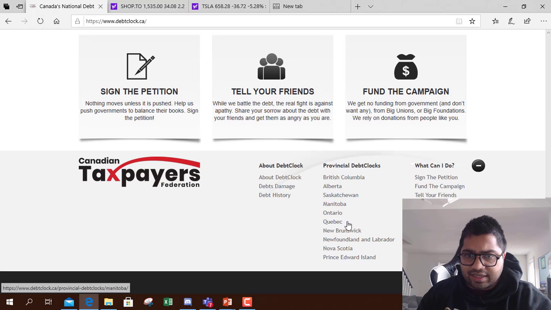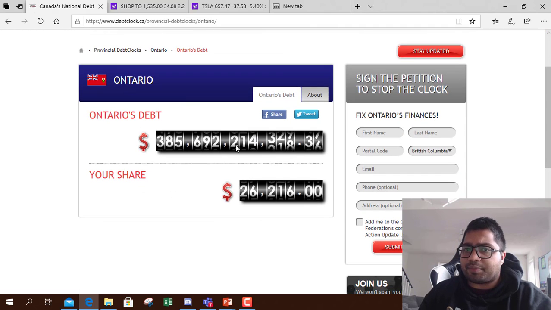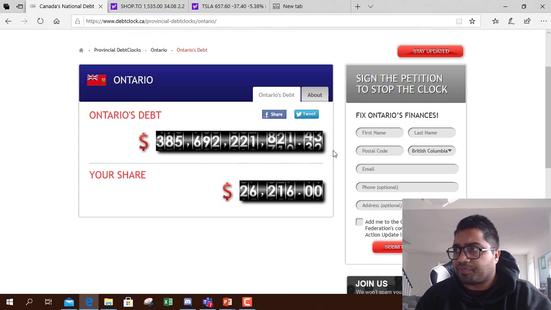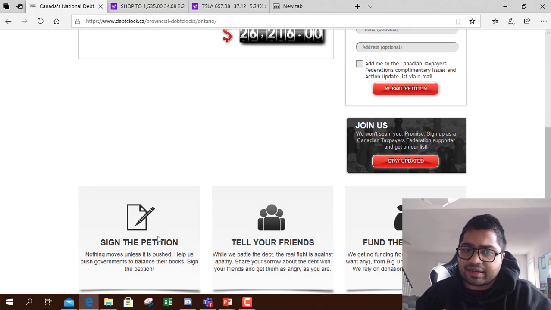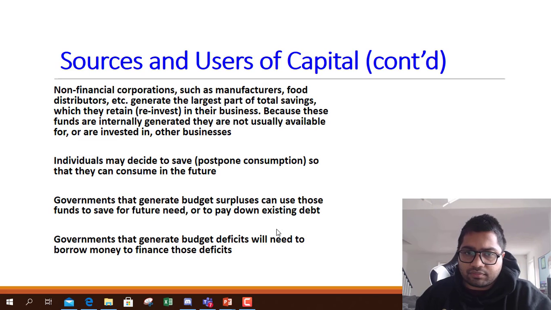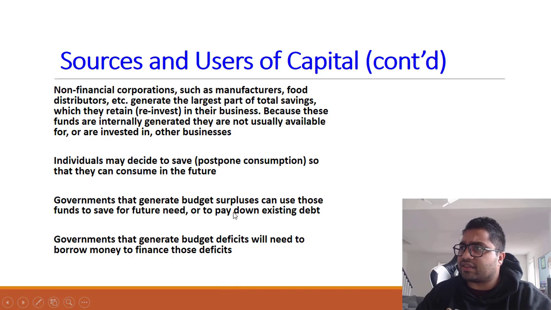So if you look at, let's say, Ontario, this clock is separate from the federal. So $385 billion is the borrowing for Ontario. So you have borrowing at the federal level for the government, you have borrowing at the provincial level, and you may have borrowing at city levels too. Now it is a little different in the United States. In the United States, generally cities are not allowed to run a deficit. So borrowing mostly happens at the federal level. But there is also unfunded borrowing. So it's a little complex.